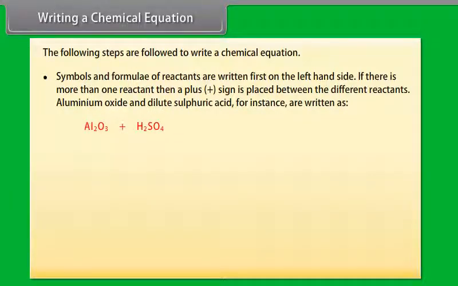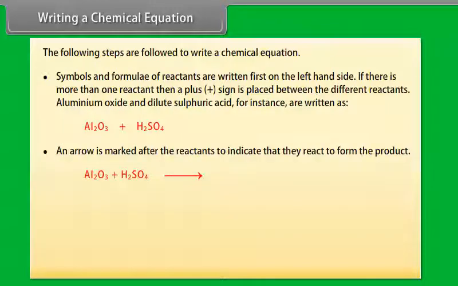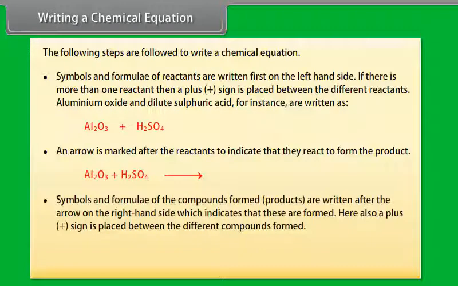Al2O3 plus H2SO4. An arrow is marked after the reactants to indicate that they react to form the product. Symbols and formulae of the compounds formed, products, are written after the arrow on the right-hand side, which indicates that these are formed.